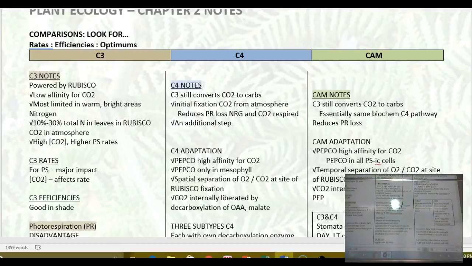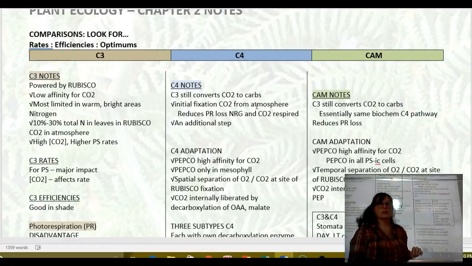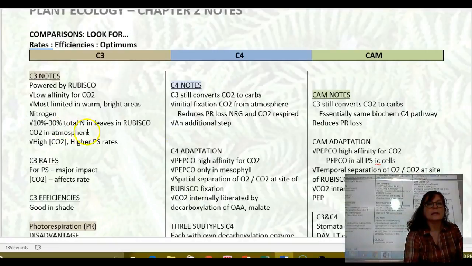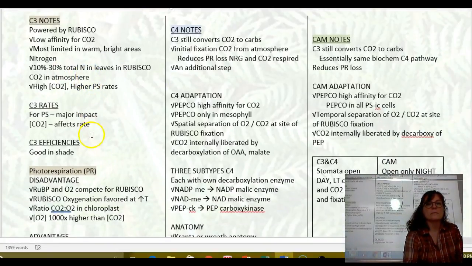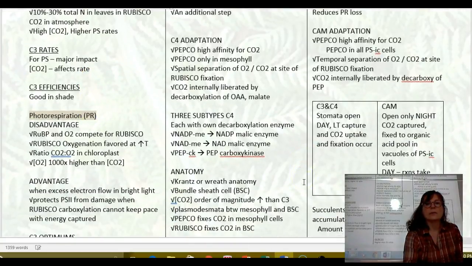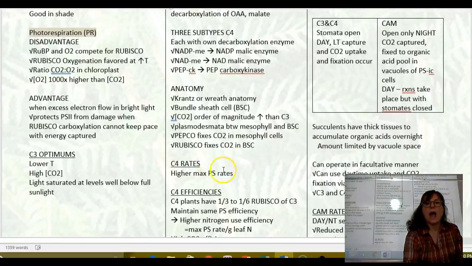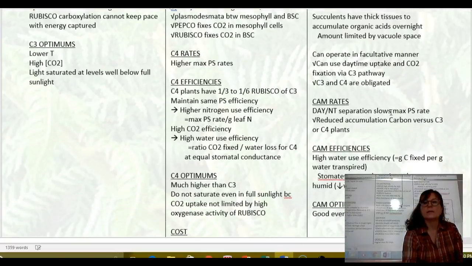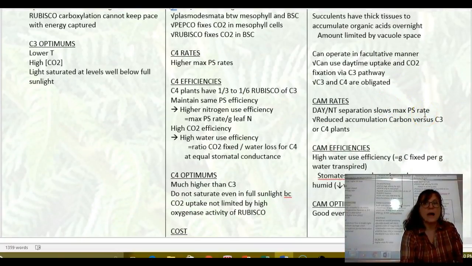C3 rates. They're not exactly lined up, I apologize for that. But for photosynthesis, it's a major impact. Concentrations of CO2 definitely limit the rate of photosynthesis. And if you look down here to C4 rates, higher maximum photosynthetic rates for C4. And if you look over here, CAM rates, day-night separation slows maximum photosynthetic rates, reduces accumulation of carbon versus the C3 or C4, CAM plants, rather. Okay, so direct comparison of rates between all three of those things.